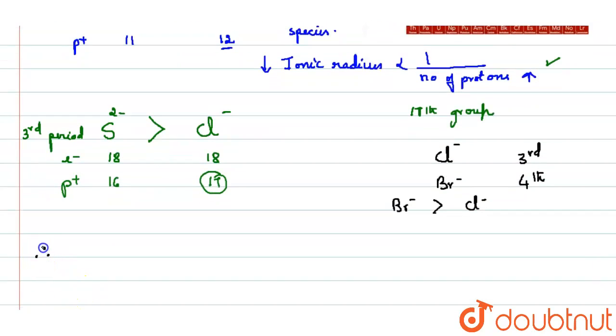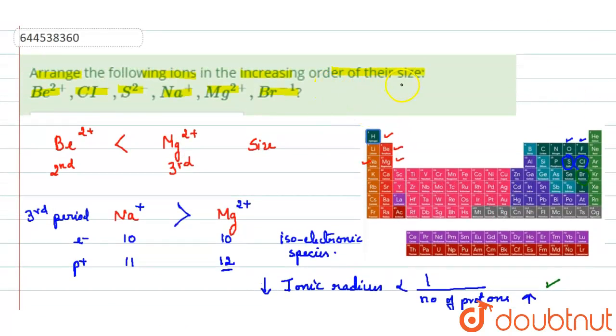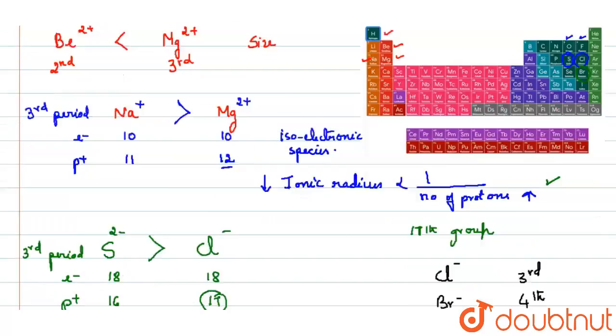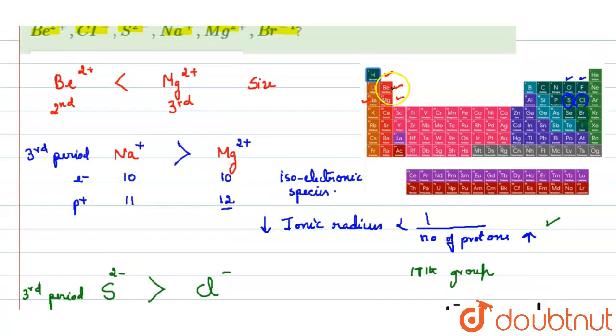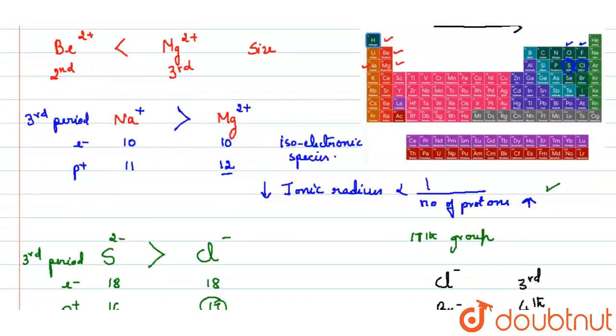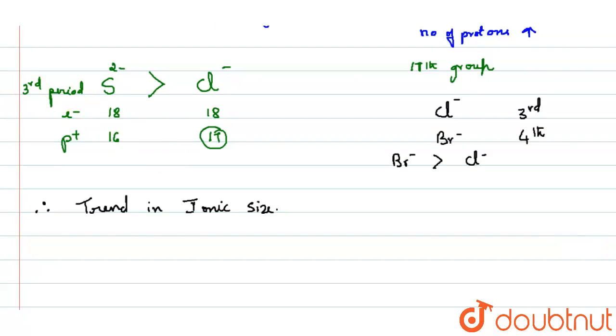Therefore, overall trend in ionic size. As the question asks for the increasing order of ionic size, arrange the following in the increasing order of ionic size. We know that across the period ionic radius decreases, so beryllium, which belongs to the second period, is the smallest of all the given ions. So according to the trend, beryllium should be first.